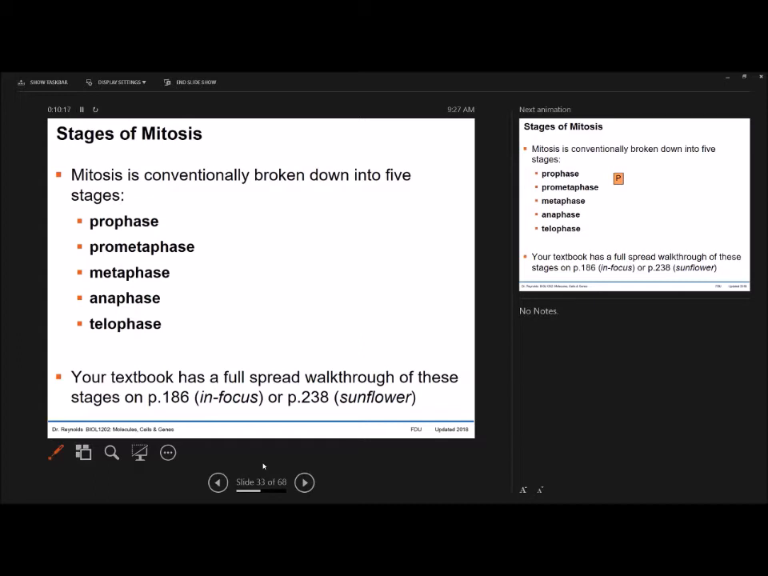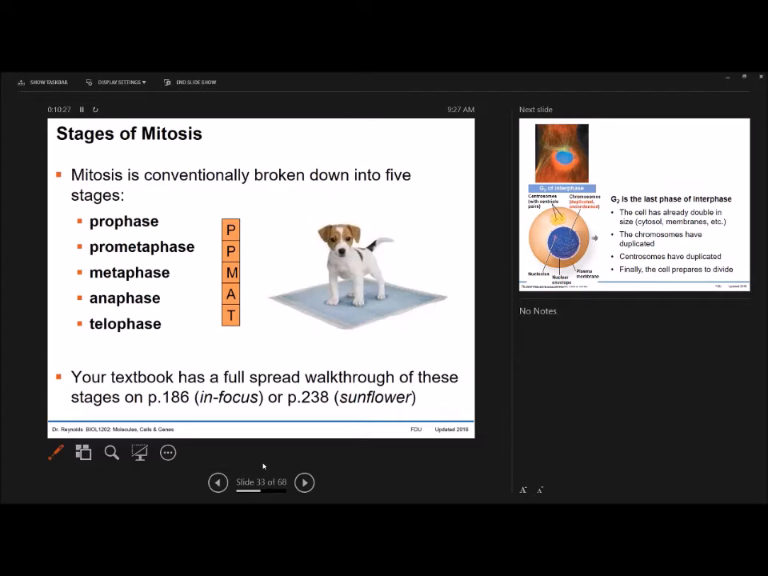Okay? Now, I know that many of you guys like the ability to be able to kind of remember some of these things with acronyms. So here's how I remember it. PPMAT. Okay? This is PPMAT. And it is not a PPMAT unless you have your second P, so don't forget prometaphase. Okay? This is how I remember it. There is a full 2-page spread that walks you through all of these steps in your textbook. Okay? So we're going to walk through them. We're going to talk about what happens at each step. But if you need to go back and look through them, that's all there.